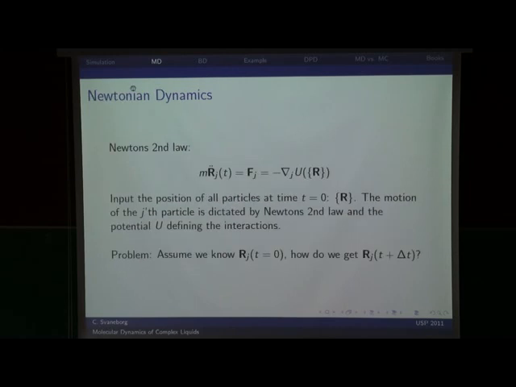And the very simplest dynamic you can imagine is just Newtonian dynamics. This is what we all learn in school, and what it says is that mass times acceleration is equal to force. But what is force? Well, we know force is minus the gradient of the potential. So if we know the potential, we can calculate the force. If we know the force, we can calculate how particles move.